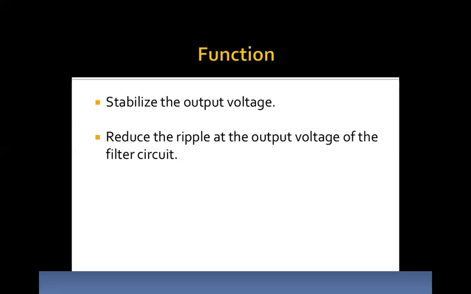The input to the stabilizer is any fluctuating voltage, but no matter what voltage you give as input, the output should be constant. It should be only 220, so that it safeguards my home appliances. So the function of a stabilizer is to stabilize the output voltage and reduce the ripple at the output voltage of the filter circuit.